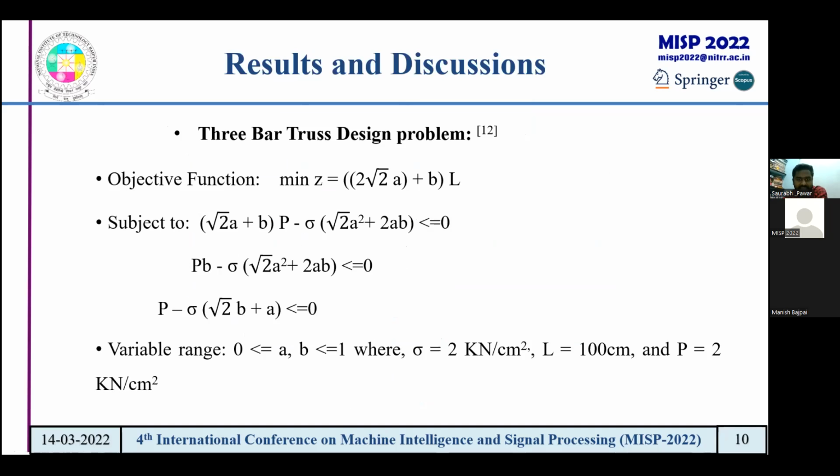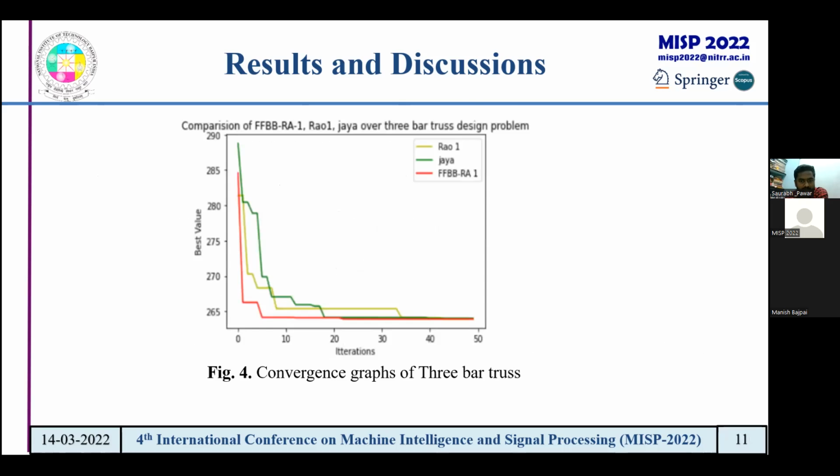Coming to the results and discussions. The proposed methodology is tested on 7 unconstrained problems, where it has given good results, and also on some constrained real-time mechanical design problems. One of them is the 3-bar truss design problem. From paper number 12, the reference is taken from the Milimanjiri paper, where the author modeled the 3-bar truss design problem. This is an example of a constrained design problem. When the results were obtained, this is the convergence graph of the 3-bar truss problem.